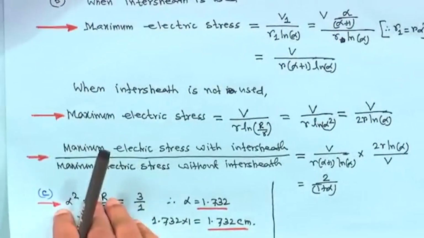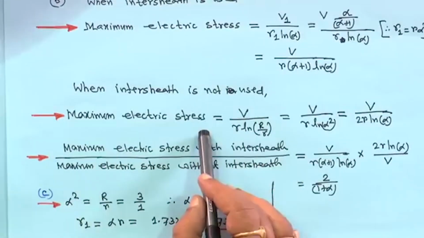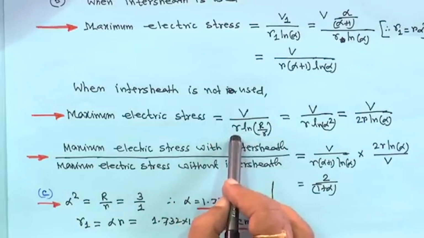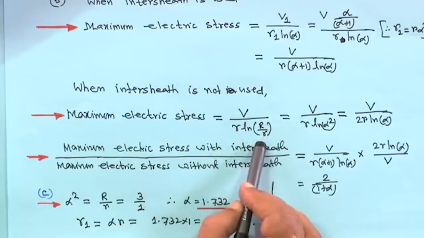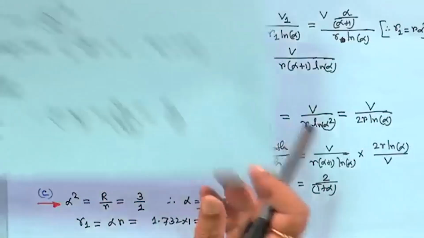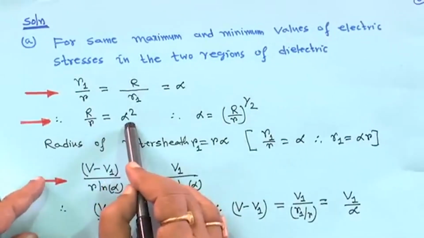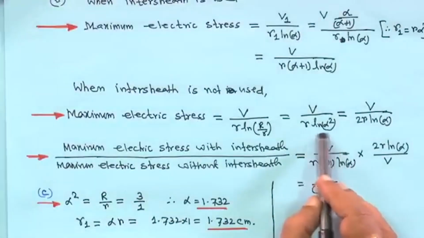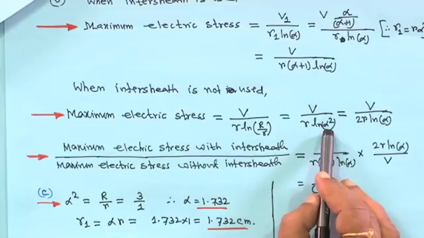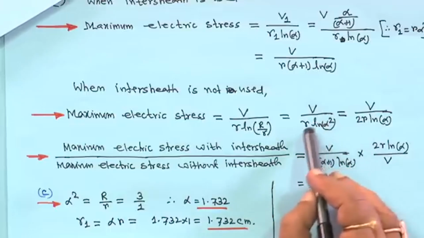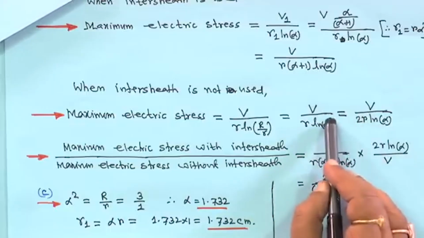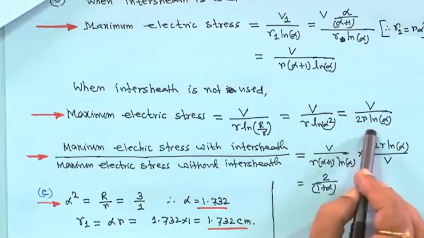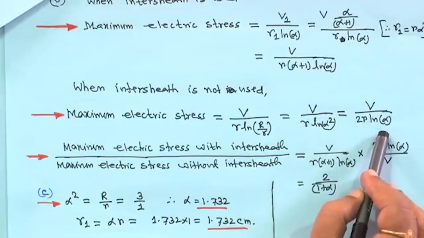Now, when interseath is not used, maximum electric stress will be at the surface of the conductor, that is V upon r, r is the radius of the conductor, ln capital R upon small r, right. But we have seen capital R upon small r is equal to alpha square. So, here you substitute R upon r is equal to alpha square. Therefore, the 2 will come out, V upon 2 r ln alpha, right.